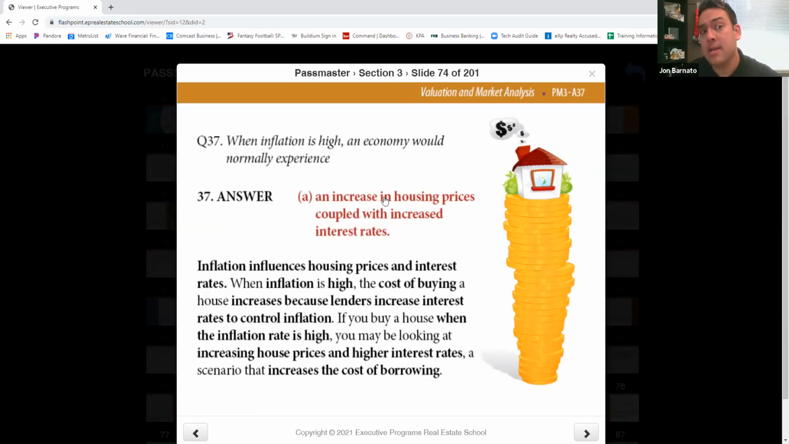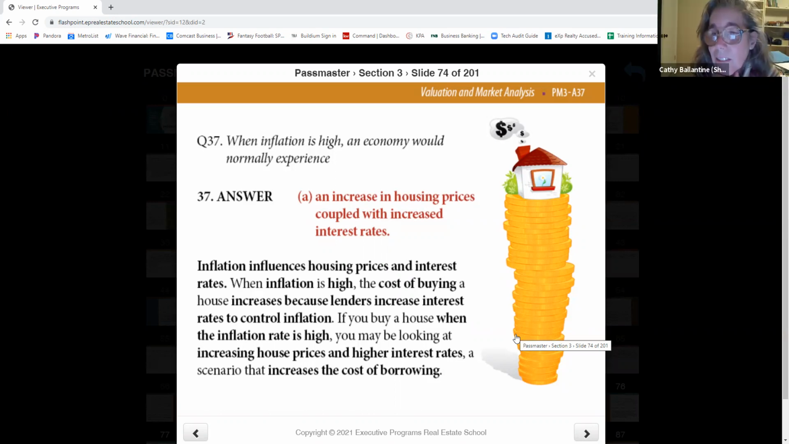Why would housing prices increase coupled with interest rate increases? The price increases because of inflation, because the dollar doesn't go as far. So it's not as valuable, and you have to pay more to get the same value. Interest rates increase because the Fed is trying to bring inflation down by buying fewer bonds. Their tool to combat it is to slow down the economy, so they're going to push interest rates up.